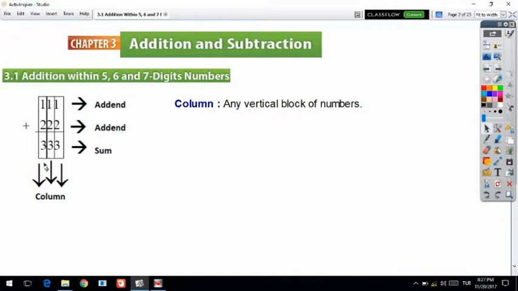As you see, this is the first block, this is the second block for you, and this is the last block. So it shows you the column.